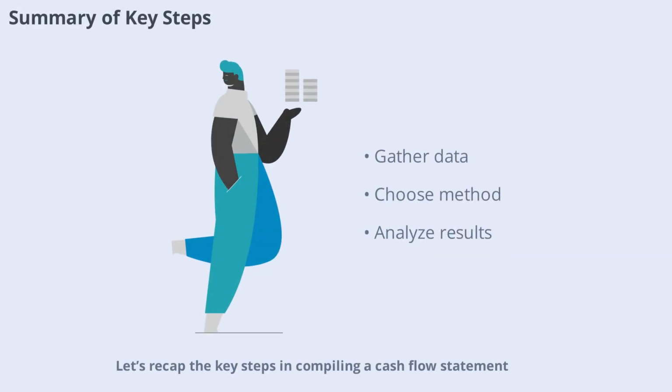Let's recap the key steps in compiling a cash flow statement. Gather your financial data, choose your method, adjust for non-cash items and working capital, complete each section, reconcile balances, and analyze the results. Following these steps ensures your statement is accurate and useful.